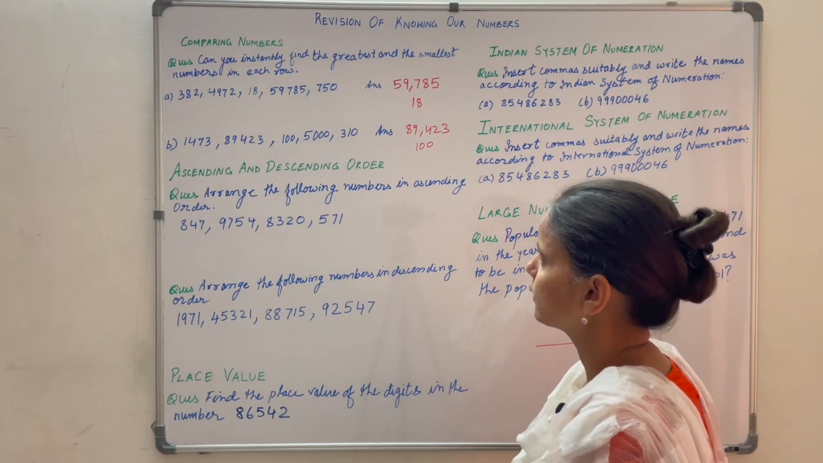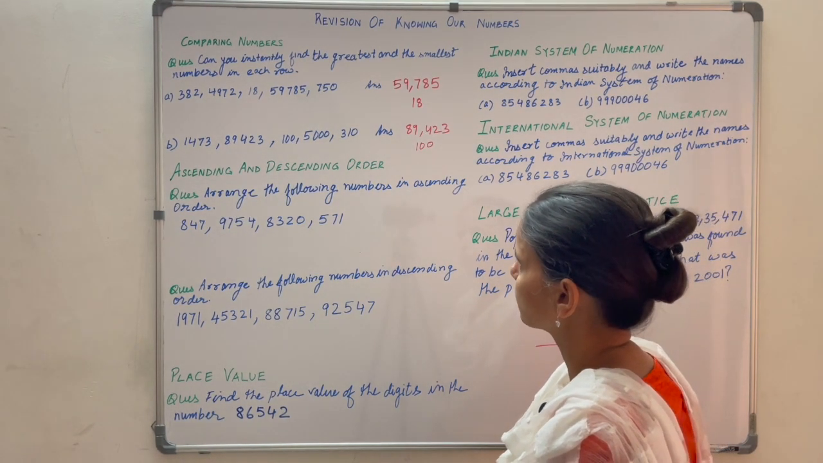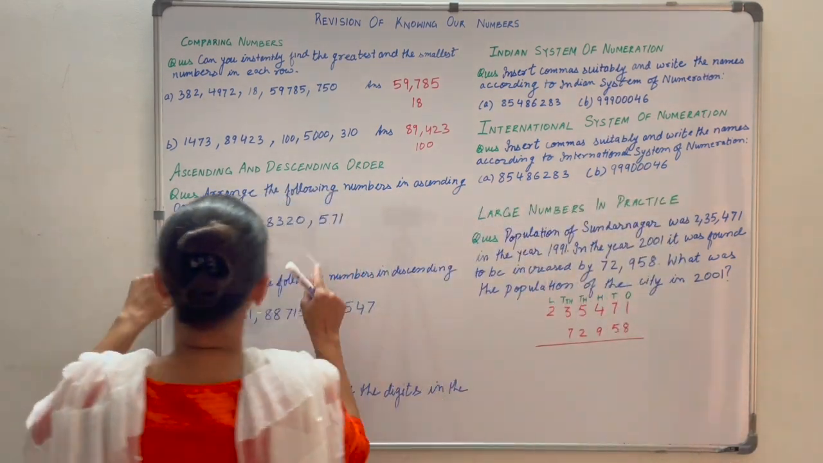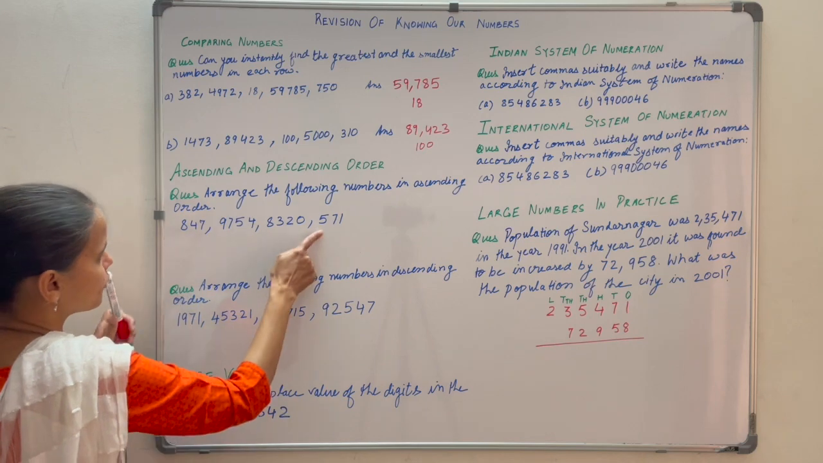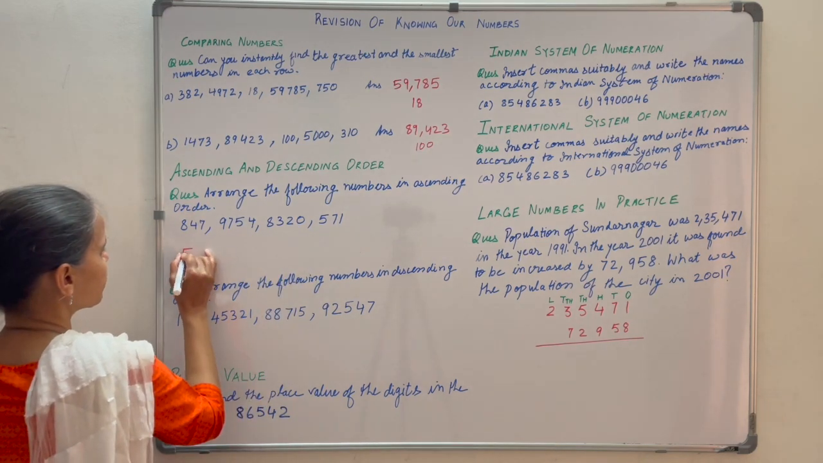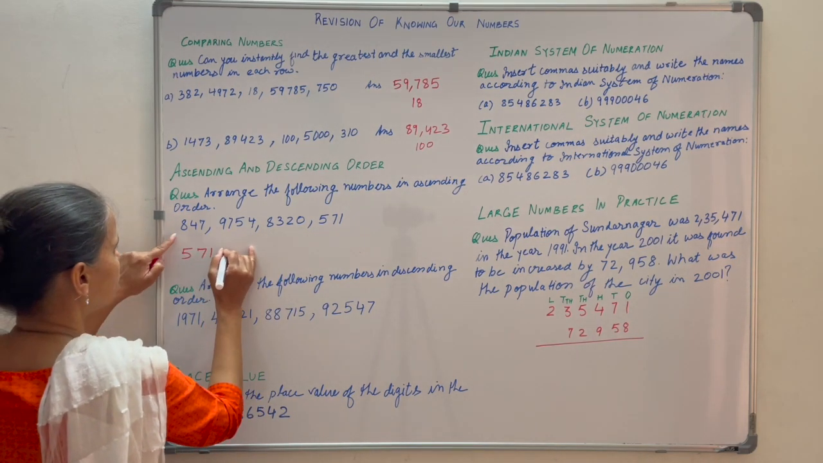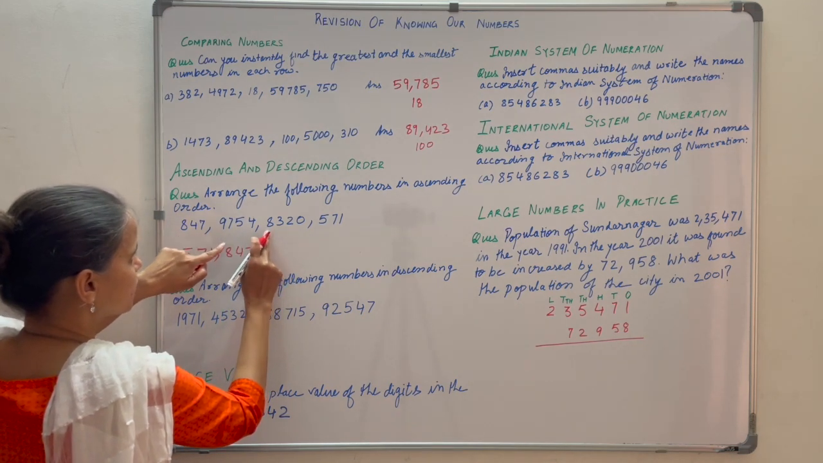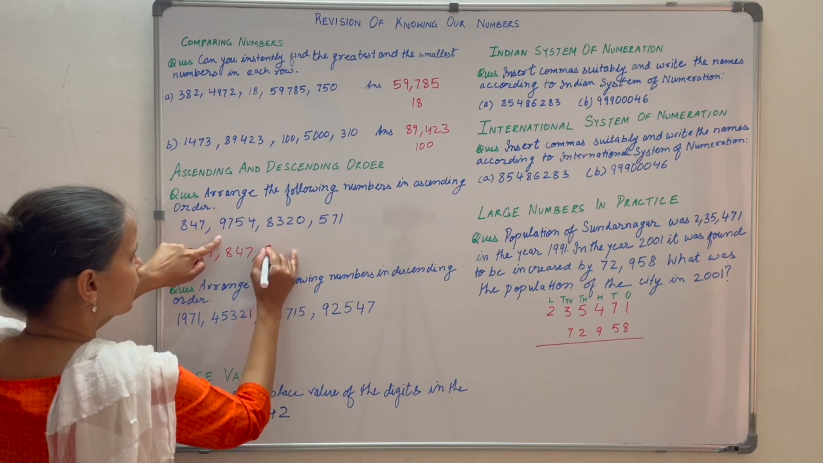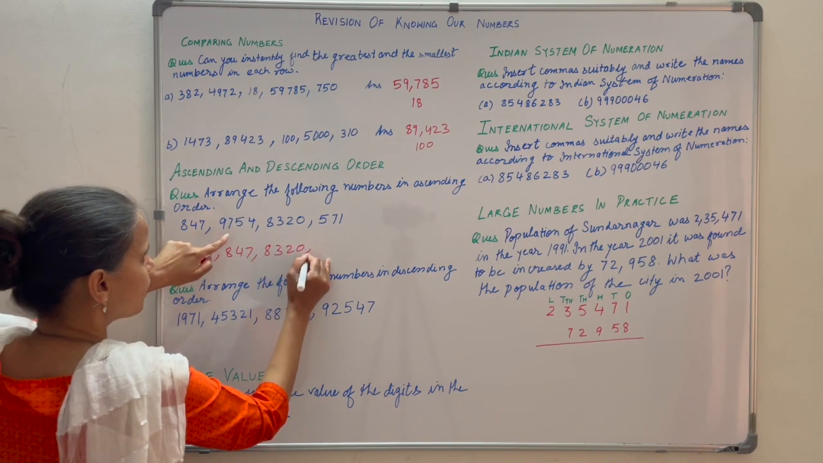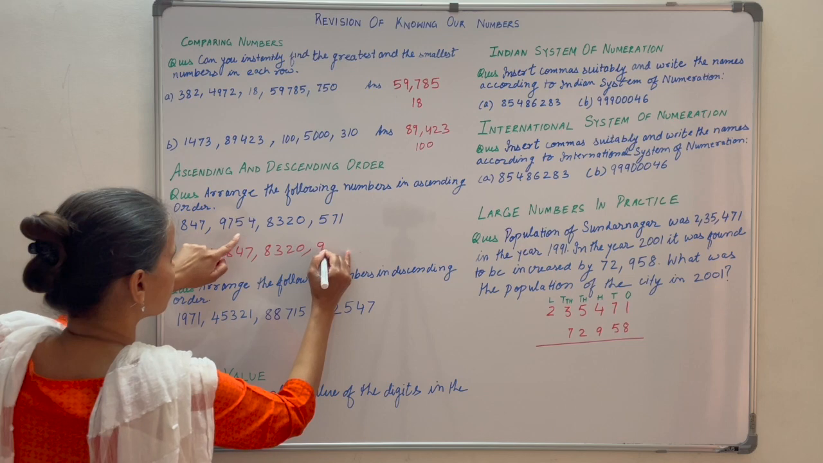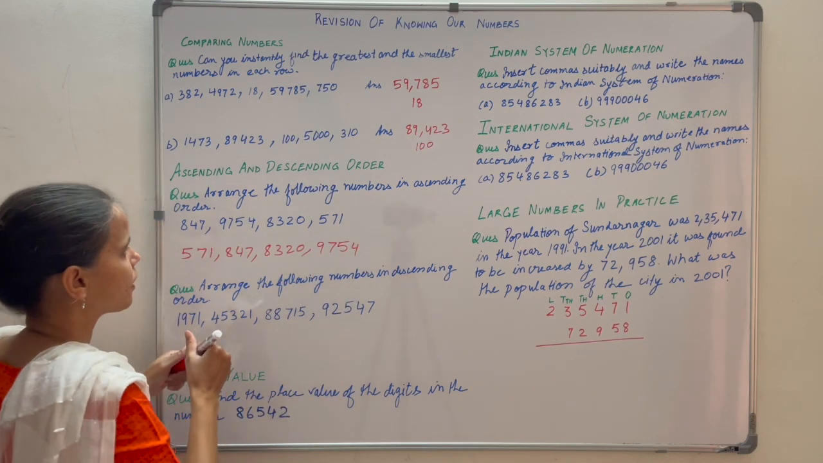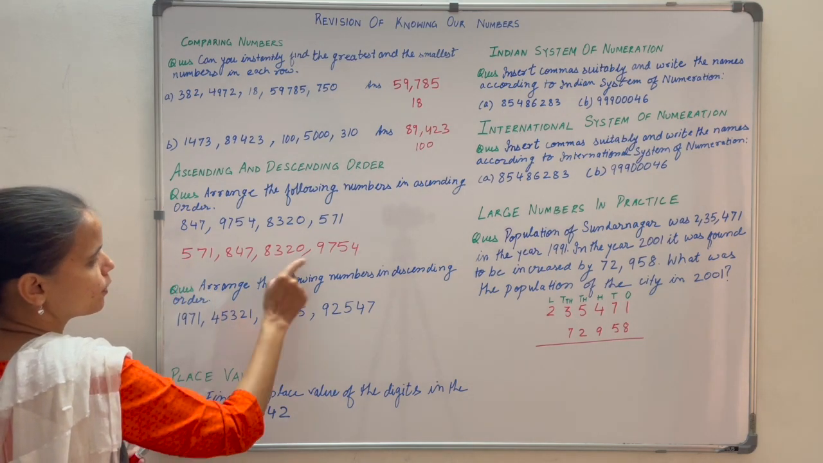Ascending and descending order. Arrange the following numbers in ascending order. Ascending means smaller to greater. So these two are 3-digit numbers. 5 is smaller than 8. So 571 is the smallest number. Then 847. So here these two are 4-digit numbers. 8 is smaller than 9. So 8,320. And then the greatest number among all these is 9,754. So we have arranged the numbers from smaller to greater.